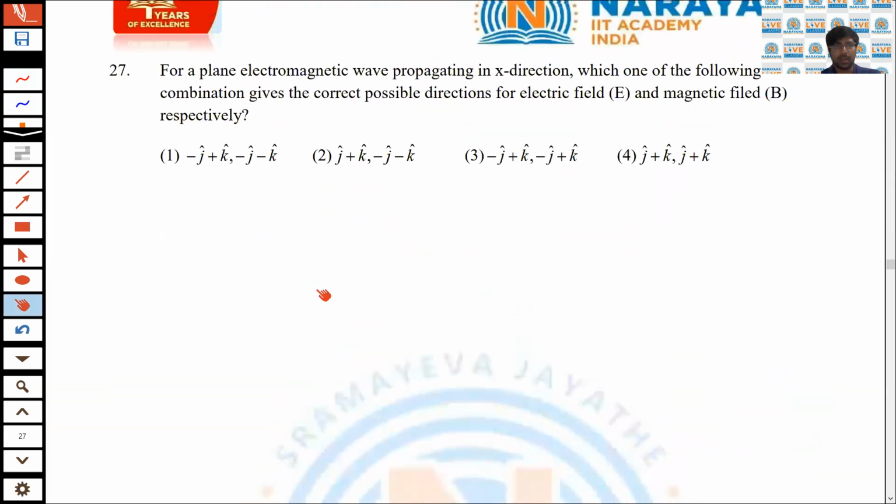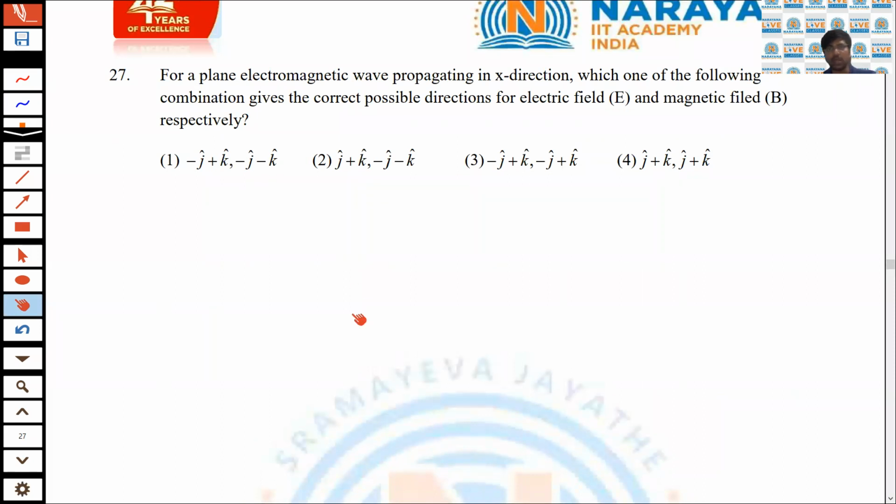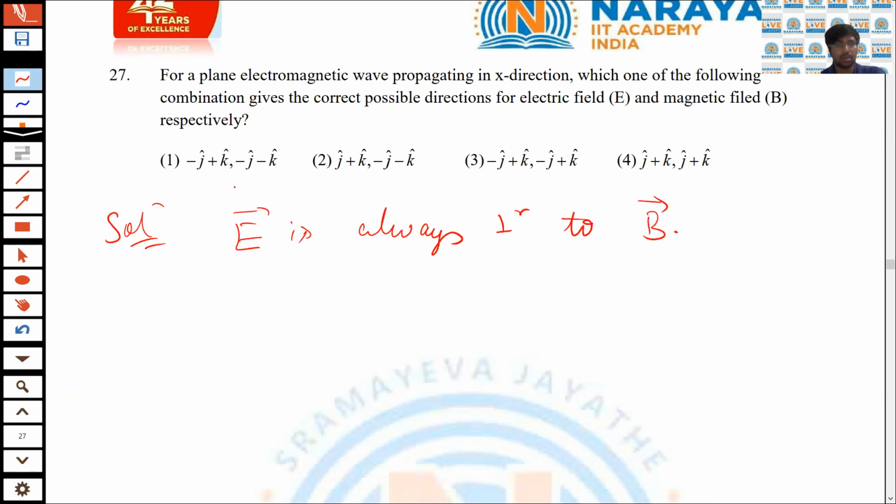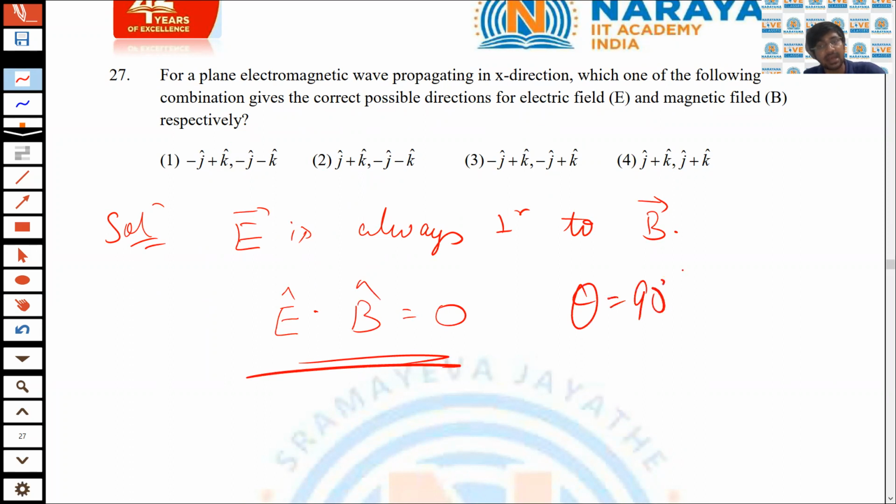Now 27th: for a plane electromagnetic wave propagating in the x direction, which one of the following combinations gives the correct possible direction for the electric field and the magnetic field? Now we know that the electric field is always perpendicular to the magnetic field. If this is the component of the electric field vector and the second is of the magnetic field vector, their dot product should be equal to 0 because the angle between them is necessarily 90 degrees.